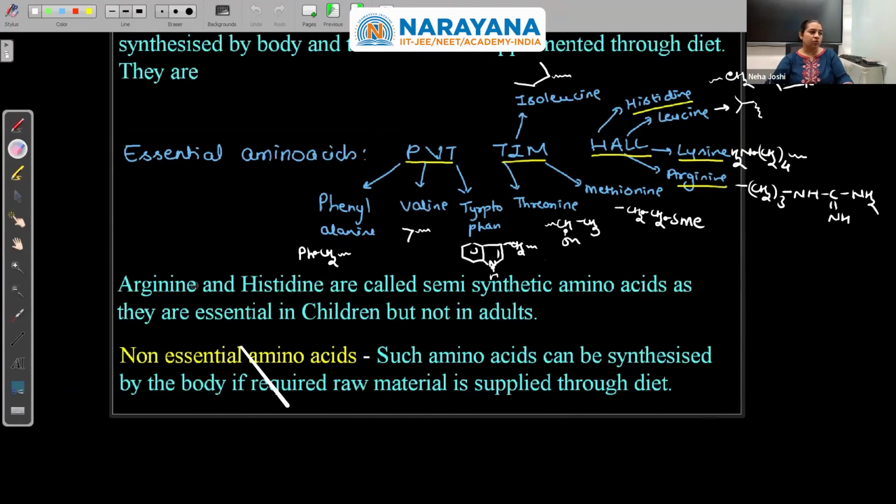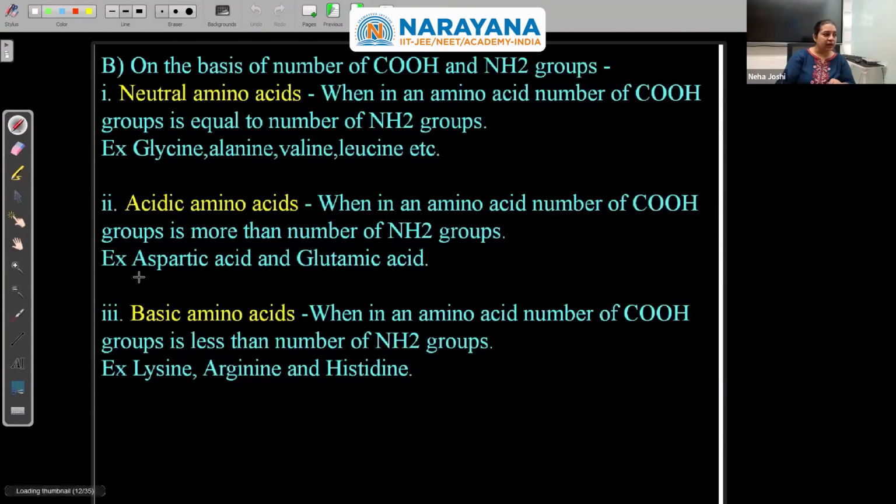I hope this is clear to all of you. So I'll write again here. Aspartic is CH2COOH. Glutamic is CH2CH2COOH. Their amides are named asparagine and glutamine. They are in the neutral zone.